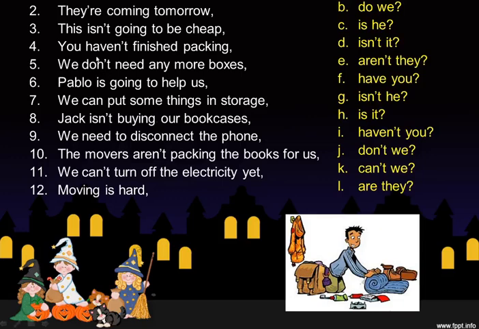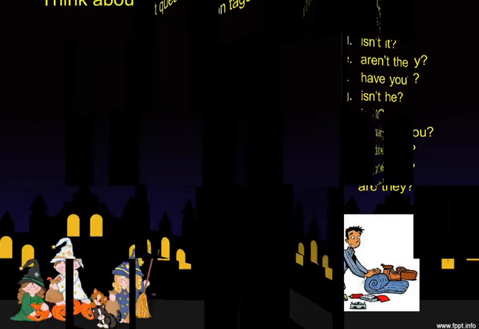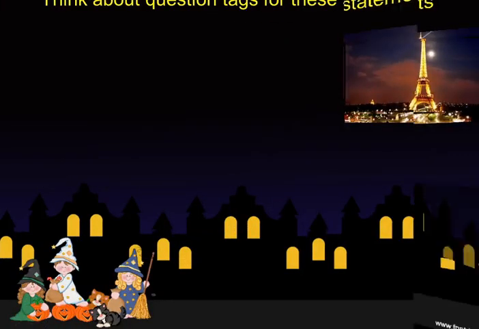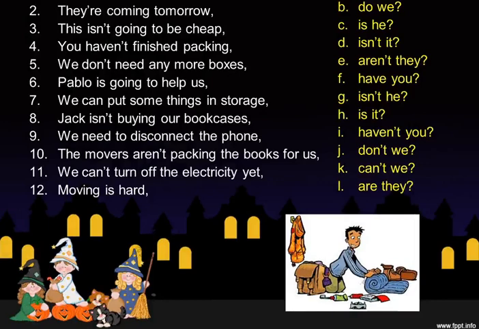Yeah, you just look. "You have called the movers." "Have" is the auxiliary verb here, and "you" is the subject. "Have" is positive, so we have to use the negative of "have", that is "haven't", right? Then next, "you". So what will be the answer? "Haven't you?" Where is it? Yes, it is here. "You have called the movers, haven't you?"